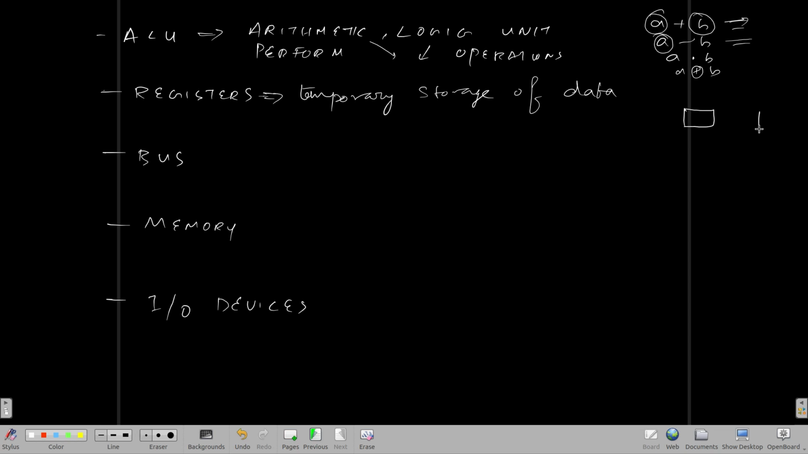Okay, always data flows into the ALU and from the ALU between registers. That is, input to the ALU is given from some registers. Let's call these register A and register B, and the output is taken sometimes to some other register or maybe A itself. Okay, so always the data transfer to and from the ALU is to registers. It is used for temporary storage of data. This data can be of multiple types.